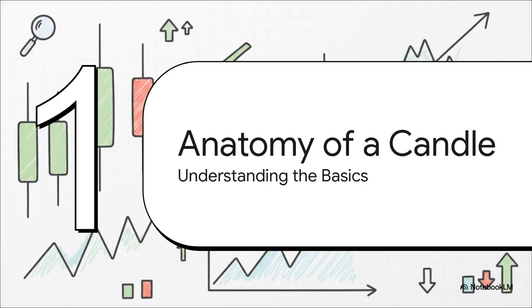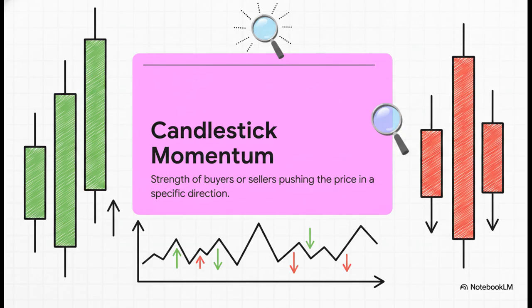Okay, Section 1. The anatomy of a candle. Every single candle on your chart is telling you a story of candlestick momentum. It's the strength and conviction of buyers or sellers pushing the price in a specific direction. A large, full-bodied green or bullish candle tells us that buyers are in absolute control. A large, full-bodied red or bearish candle tells us sellers have totally taken the wheel. Understanding this baseline strength, well, it's the foundation of our entire market language.